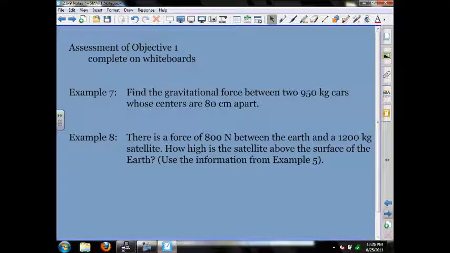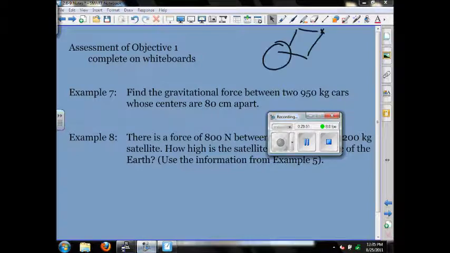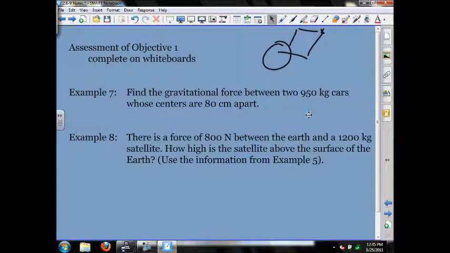And you do example 7 and 8. What do we get for example 7? Make sure we have units on there. Everybody okay on that one?